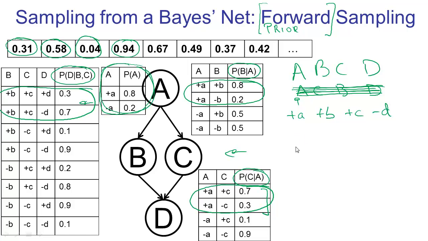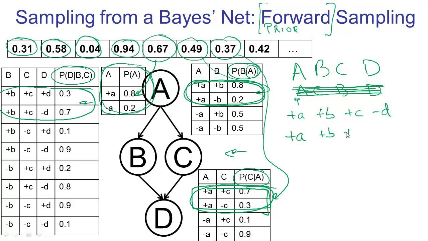Again, we start with the first variable in our ordering, A. We have 0.67. 0.67 maps onto plus A. Moving on to B, the conditioning variable A is plus A, so it's this part of the table again. 0.49 maps onto plus B. Moving on to C, the conditioning variable A is plus A, so again it's this part of the table to look at. 0.37 maps onto plus C. Moving on to D, we have for the conditioning variables plus B plus C, so it's again this same part of the table. 0.42 maps onto minus D. So our second sample is also plus A plus B plus C minus D. And then we can continue this for however many steps we'd like, depending on how many samples we want.